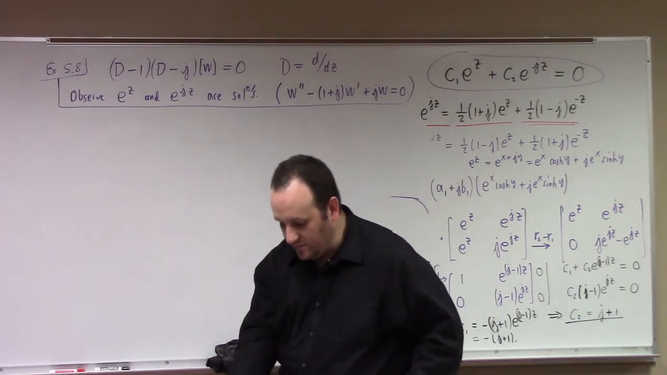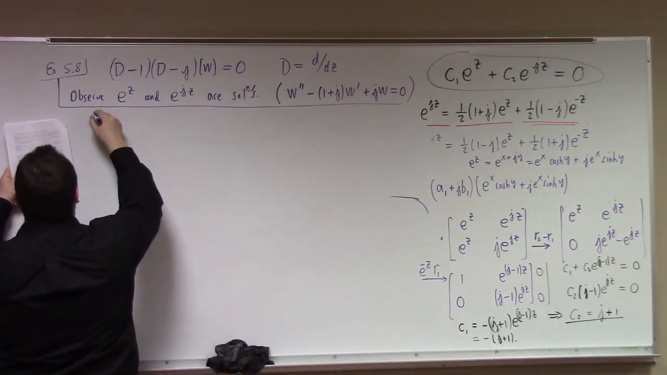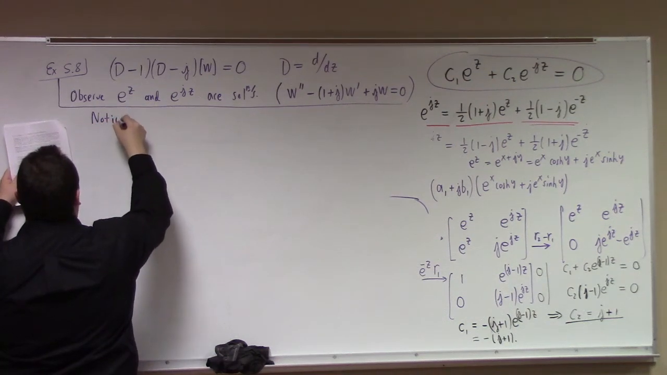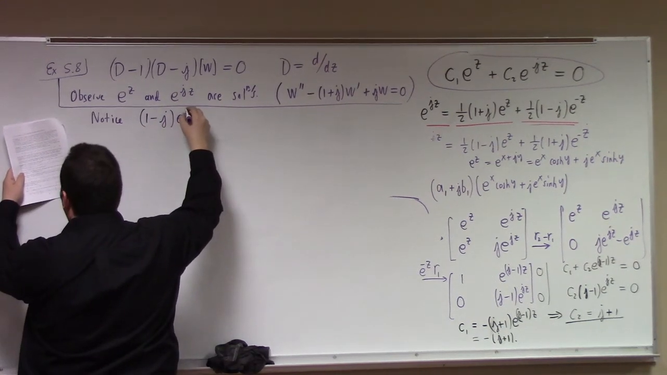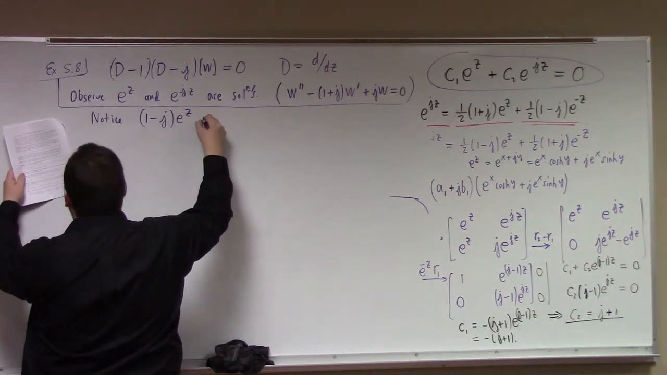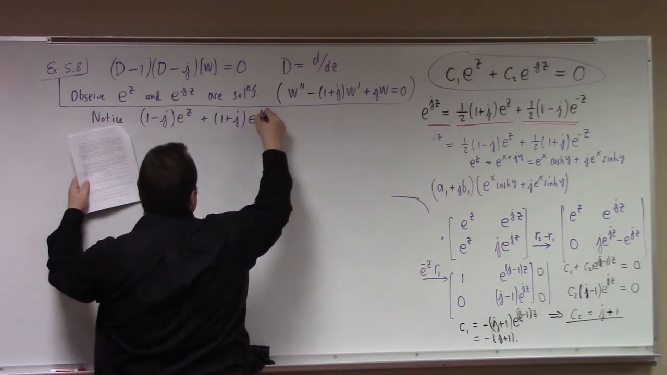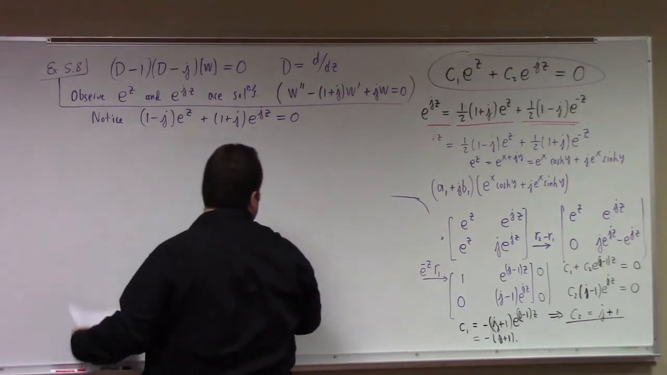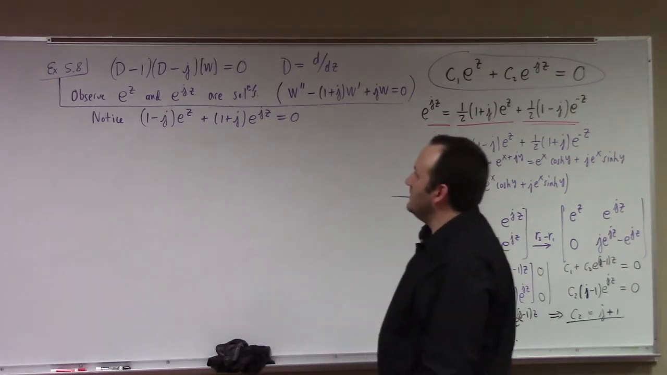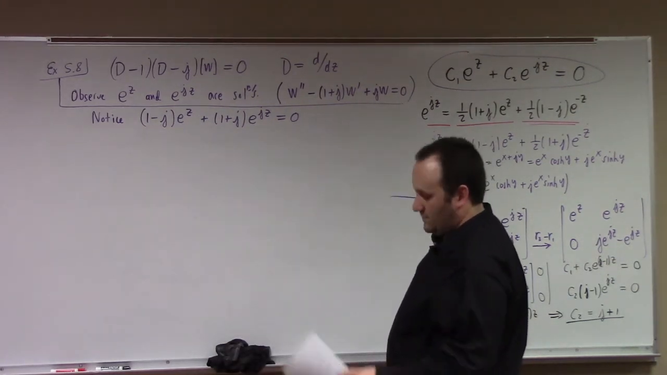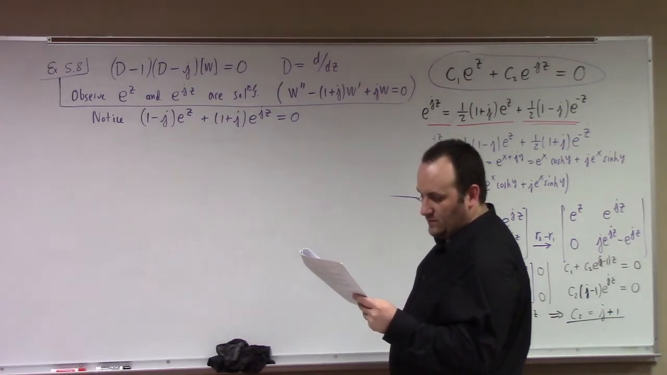Son of a gun, would you look at that? That's very annoying. Look at this, guys. Notice (1 minus j) e^z plus, who wrote this paper? (1 plus j) e^(jz) is equal to 0. Which I think I just erased. That is not quite what I wrote, though, is it? Huh. I say that's the explicit dependence.